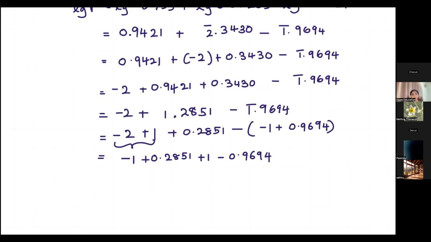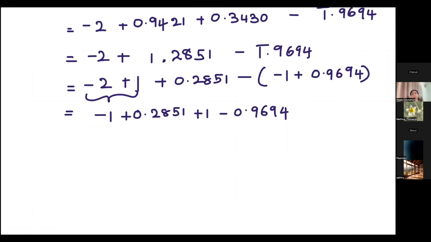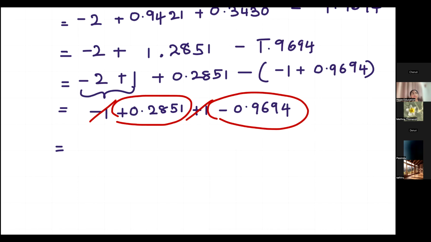Others? Okay. Now what do we do? Here, now there is a small issue, right? Look, if we do it like this, minus 1 plus 1 cancel, right? Then I have a mantissa which is plus, but my bigger mantissa is minus. Minus 9694. Give me 1 second.